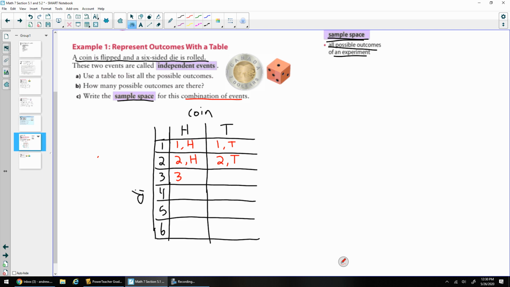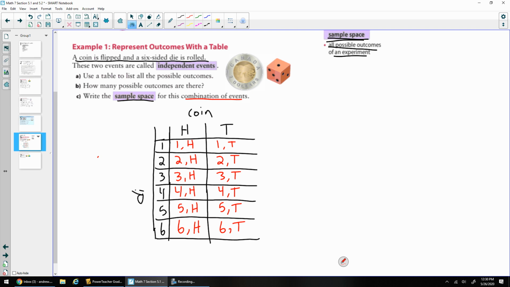You could get a 3 and a heads, or a 3 and a tails. You could get a 4 and a heads, or a 4 and a tails. A 5 and a heads, or a 5 and a tails. Or you could roll a 6 and flip a heads, or roll a 6 and flip a tails. Whether you write the numbers first or the letters first doesn't really matter. Just keep it consistent the whole time.